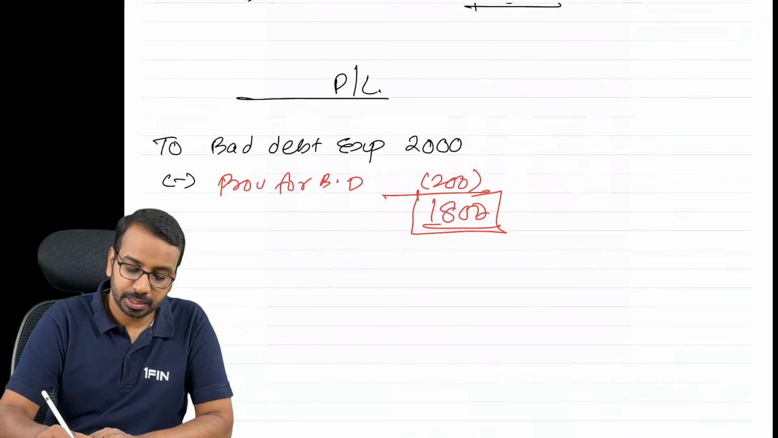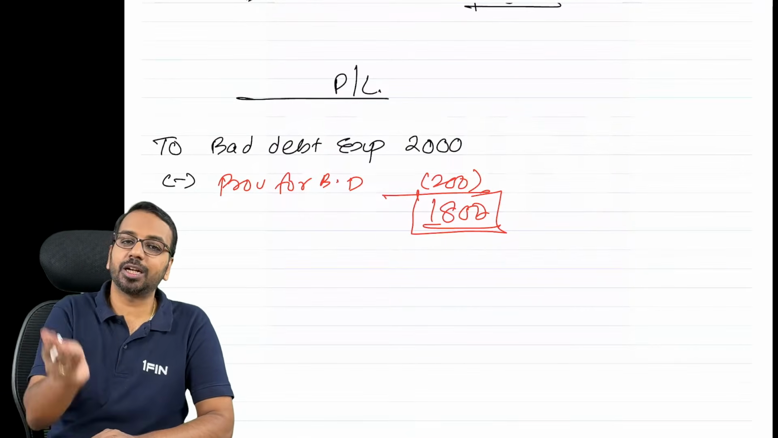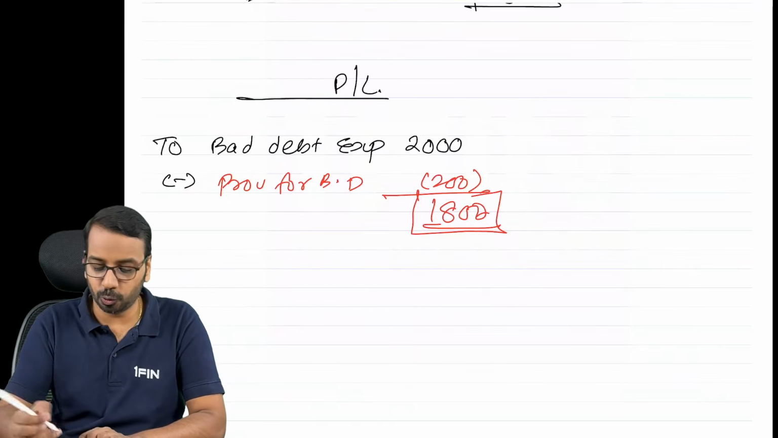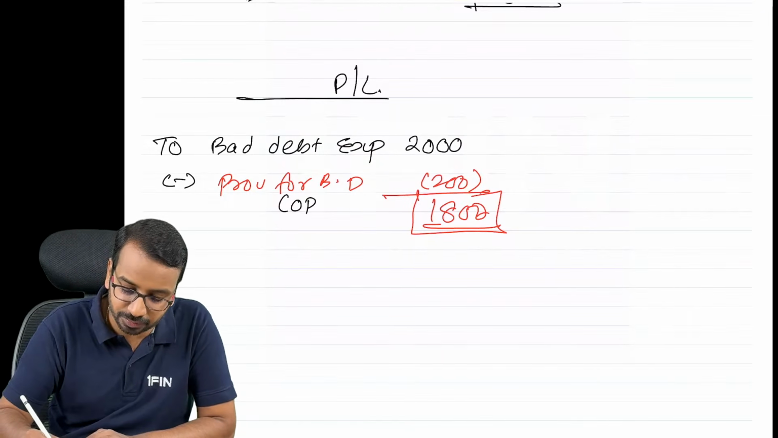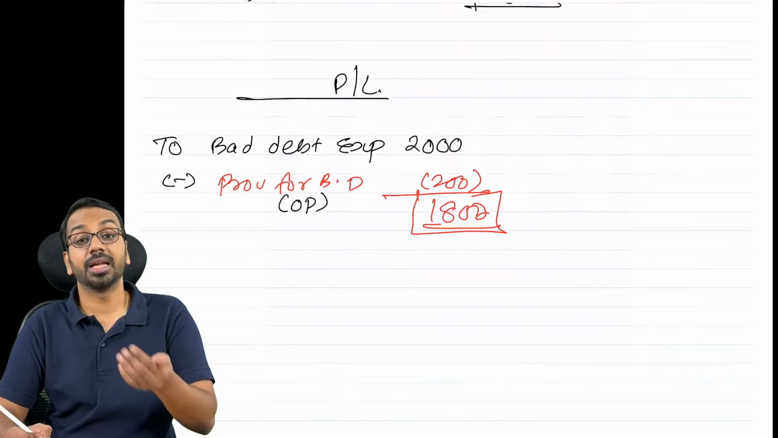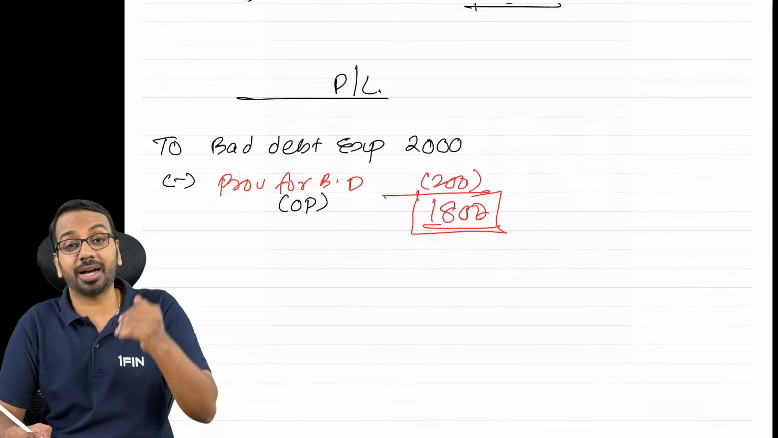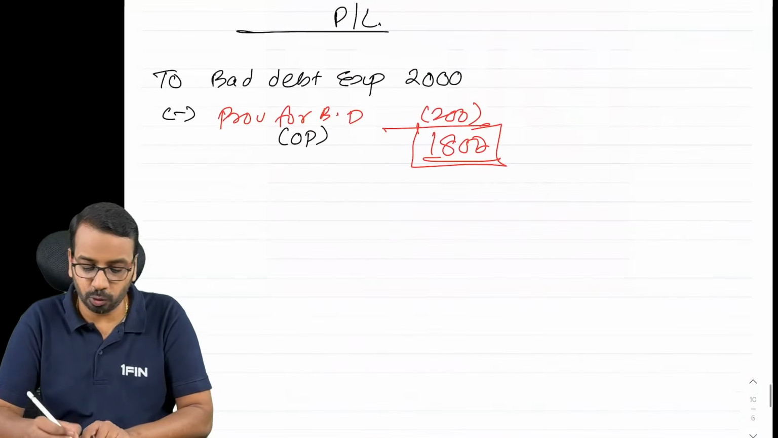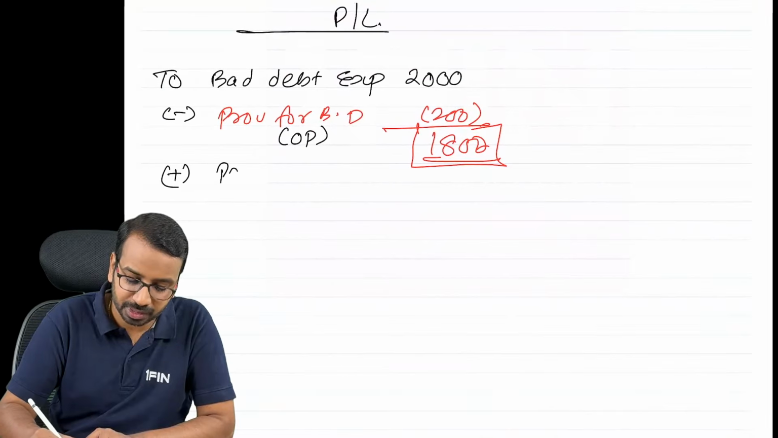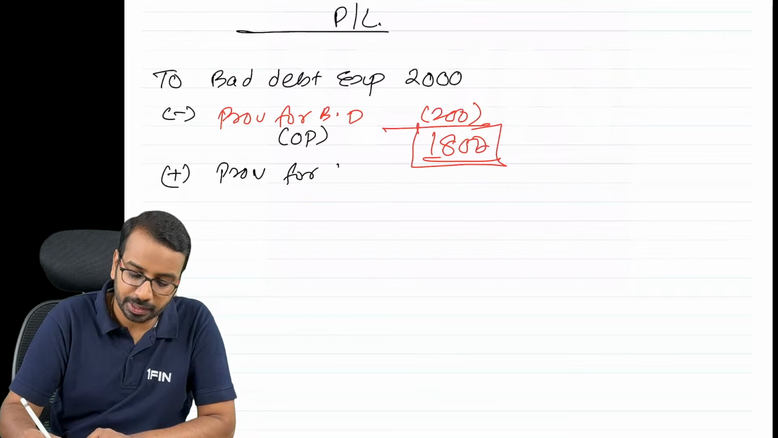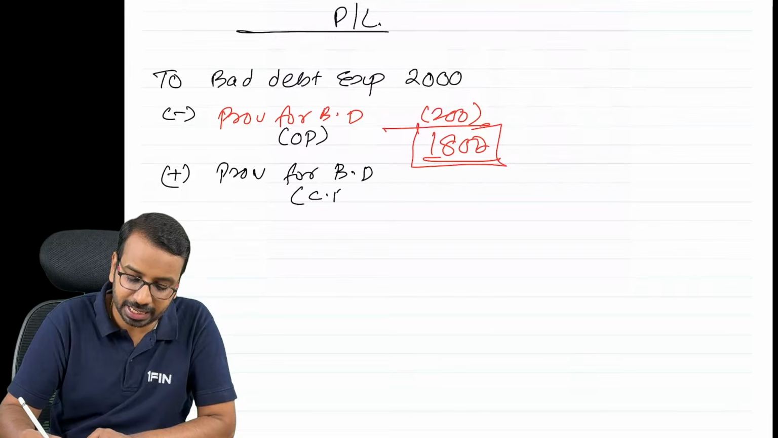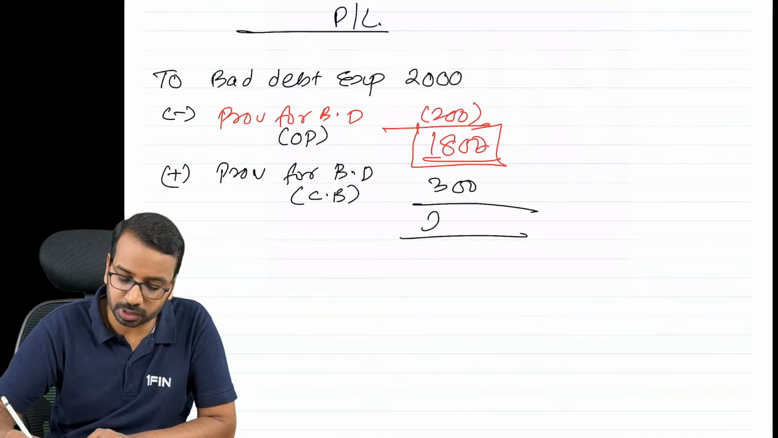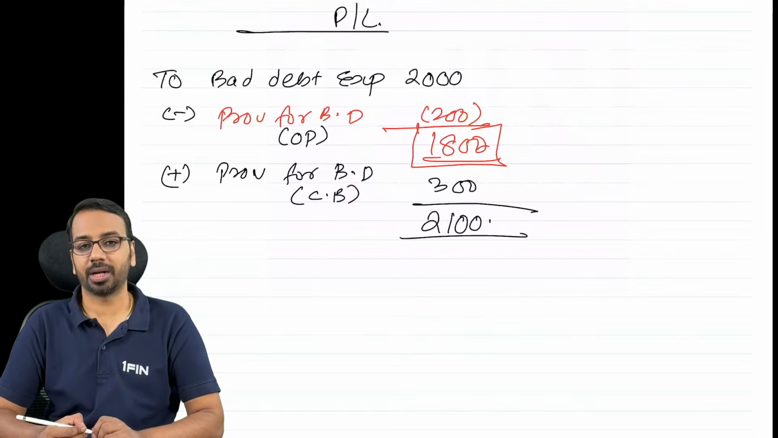Now, like we created provision in the previous year, we also have to create provision in the current year. So this provision for bad debt that you have created is the opening balance. Now if I have to create a fresh provision in the current year, what is the entry we passed? We said we'll debit the P&L. So you will add the provision for bad debt that we have to create in the current period as closing balance. Let us say 300. So my total expenditure will be 2,100.